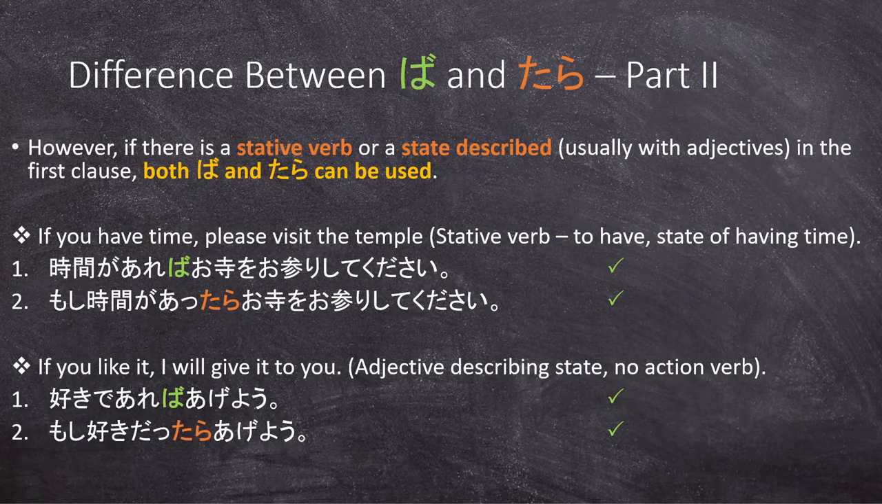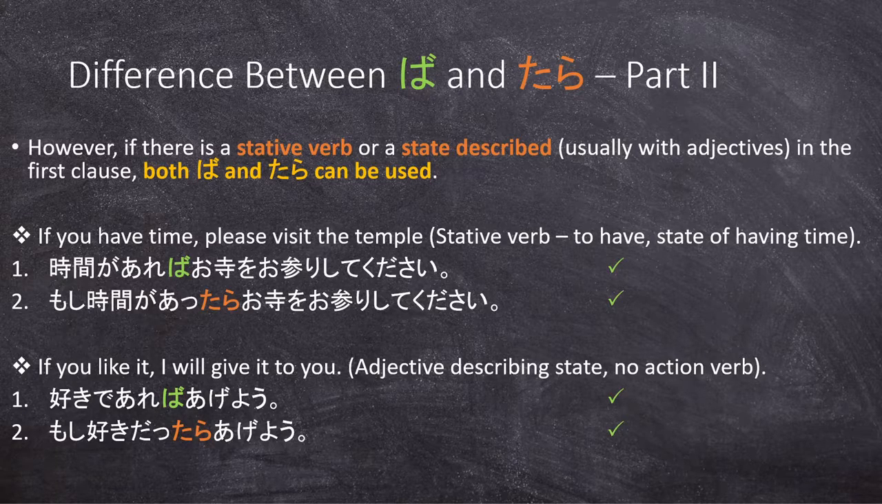And once again, when we have an adjective describing a state here without an action verb, then we can also use ba and tara. And this is the sentence. If you like it, I will give it to you. Suki de areba ageyo and moshi suki dattara ageyo. So once again, you see here in our second clauses of our sentences that we have requests, an intent, a desire, something that we have in the previous section tied exclusively to tara. However, you can use ba as long as the first clause of these sentences is different, and different in a way that it contains a stative verb or a state. Then you can use ba.